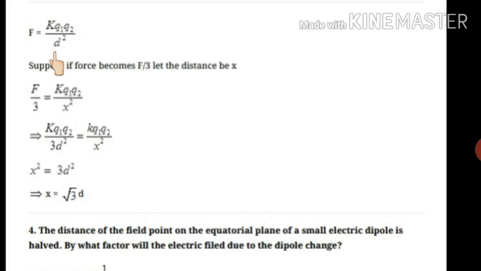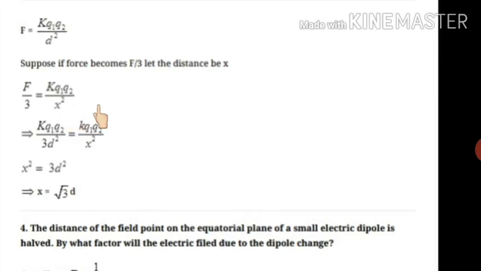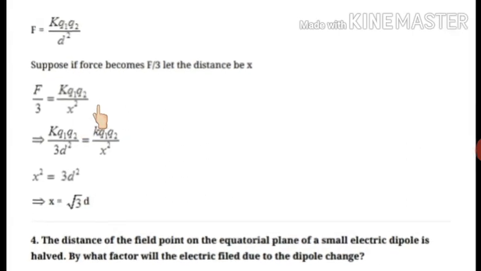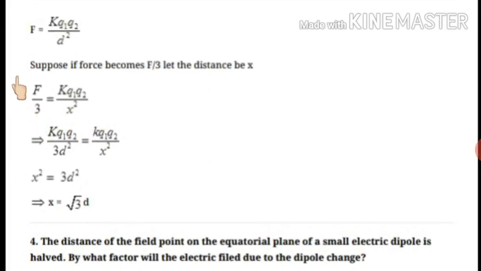Now what is the condition given in the question? That if the force becomes F by 3, what will be the value of the distance? So let x be the new distance between the two charges. So now again we will apply Coulomb's law. Now in place of F, we will write F by 3, and in place of d we will write x square, because now we have considered that x is the distance between the two charges. So I think this thing is clear. So that's why again in accordance with Coulomb's law we have written this.